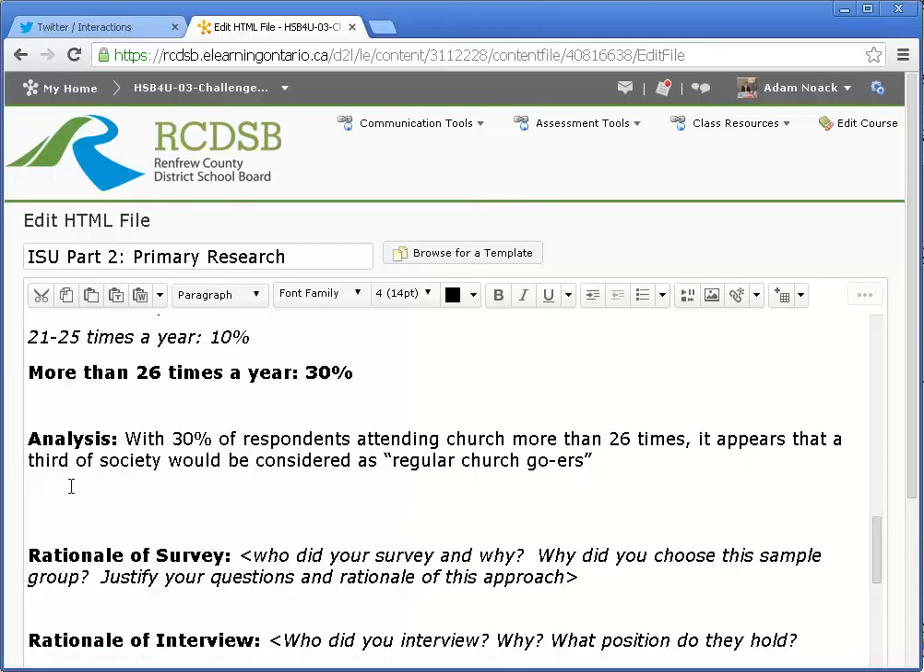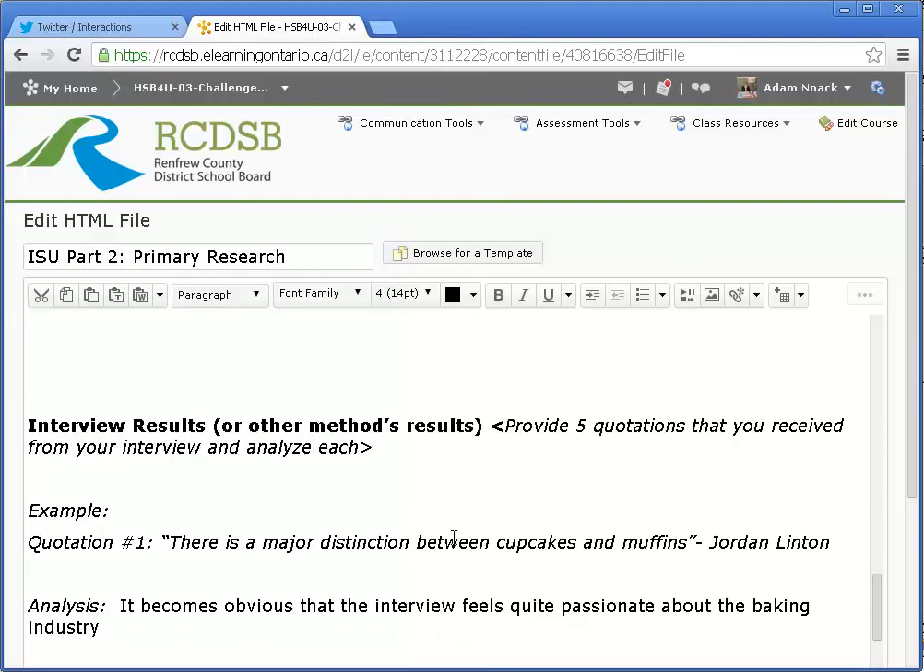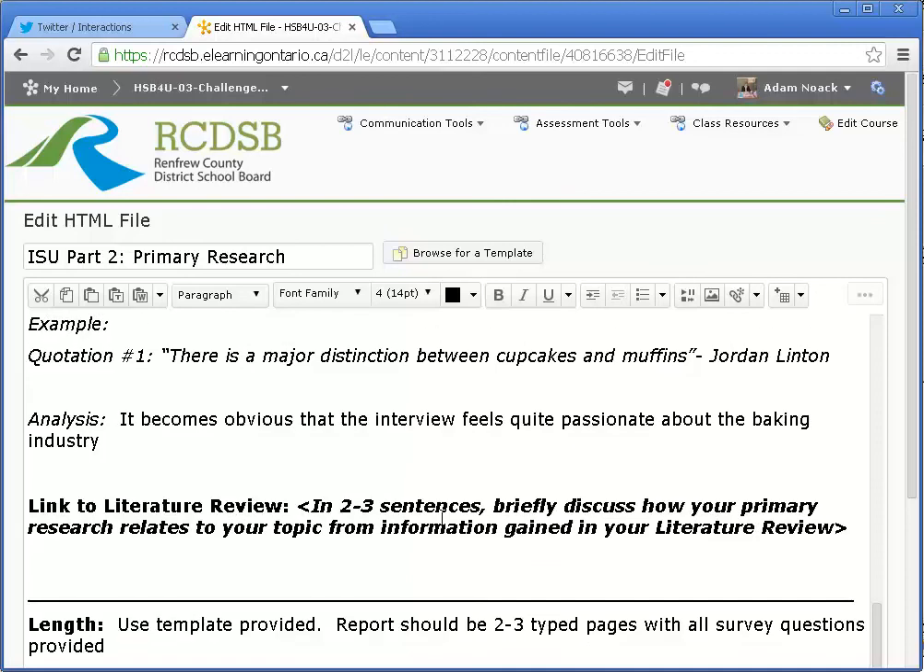Then you're going to write who you surveyed and why, and it could be just that it was the most convenient. For our purposes, that's a fine rationale. In more formal social research, you would need more. And then the rationale of the interview: who did you interview and why? And then you provide the 5 quotations of what they said. Finally, you are going to link your research, so your survey and interview, and how it relates to your literature review.